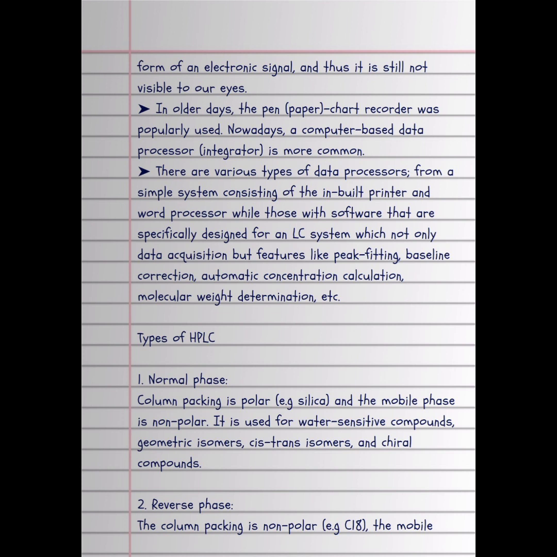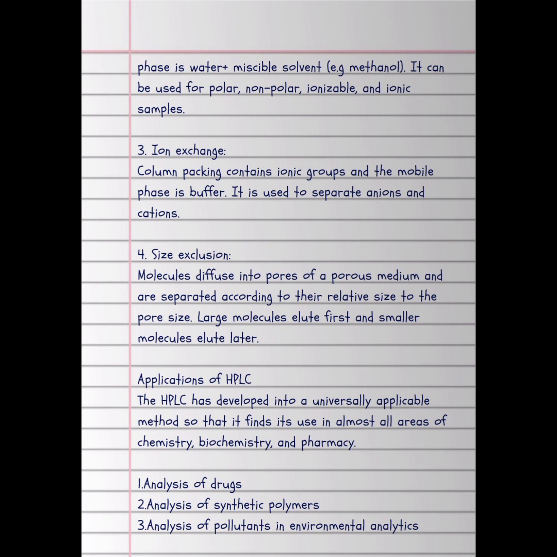Types of HPLC. Normal phase. Column packing is polar, e.g. silica, and the mobile phase is nonpolar. It is used for water-sensitive compounds, geometric isomers, cis-trans isomers, and chiral compounds. Reverse phase. The column packing is nonpolar, e.g. C18. The mobile phase is water plus a miscible solvent, e.g. methanol. It can be used for polar, nonpolar, ionizable, and ionic samples.